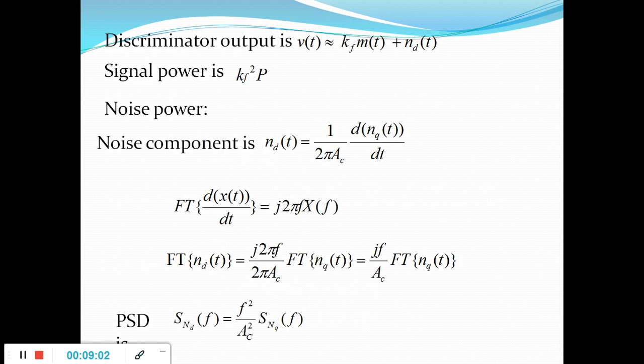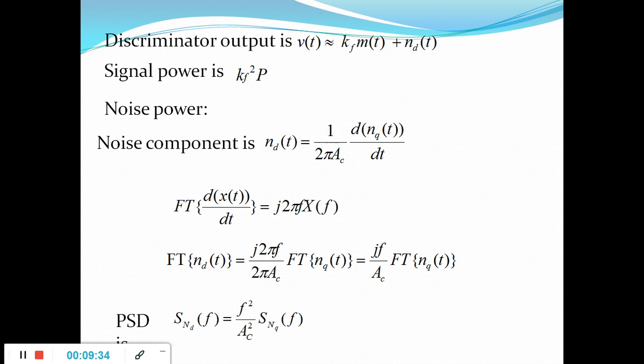Now, let us look at the discriminator output V of t. It is finally equal to kf into m of t plus nd of t. In this, the signal component is kf into m of t, its power will be kf square into P. The noise component is nd of t. It is given by the expression 1 by 2 pi AC d by dt of nq of t.